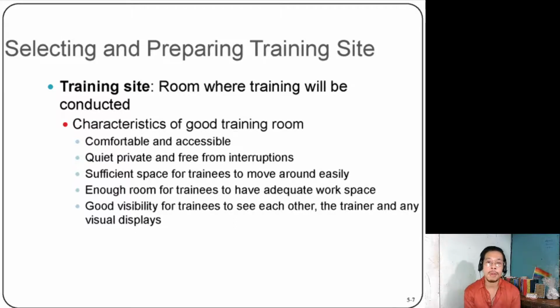And of course, if you'll be dealing with a lot of participants, make sure that you have a good sound system so that your voice will be heard, and it will be delivered thoroughly to your trainees. Right? And of course, there's a lot of factors here. So we have comfortable and accessible, quite private, free from interruptions, efficient space, adequate room space for working and for lecture type. Of course, good visibility so that they can see the other trainees and of course the trainers as well.